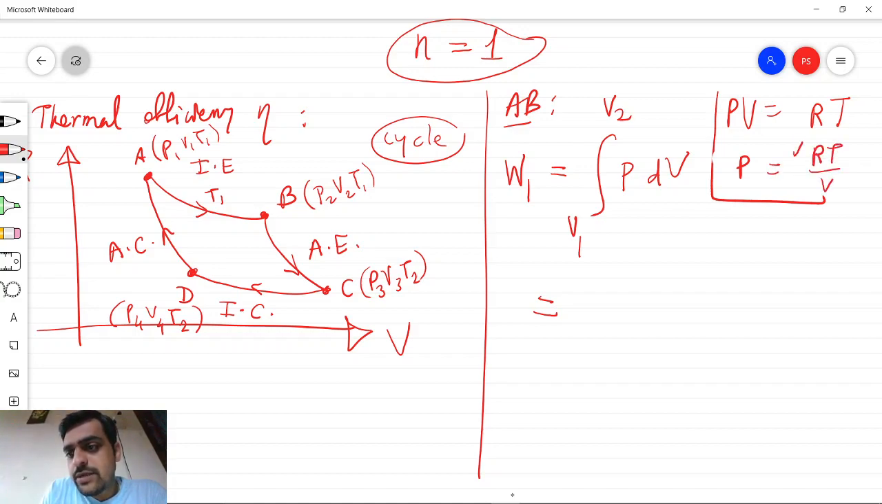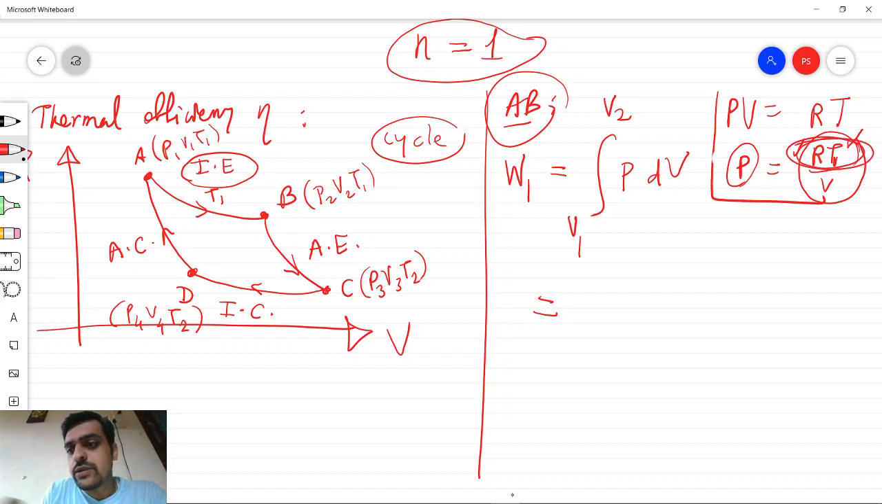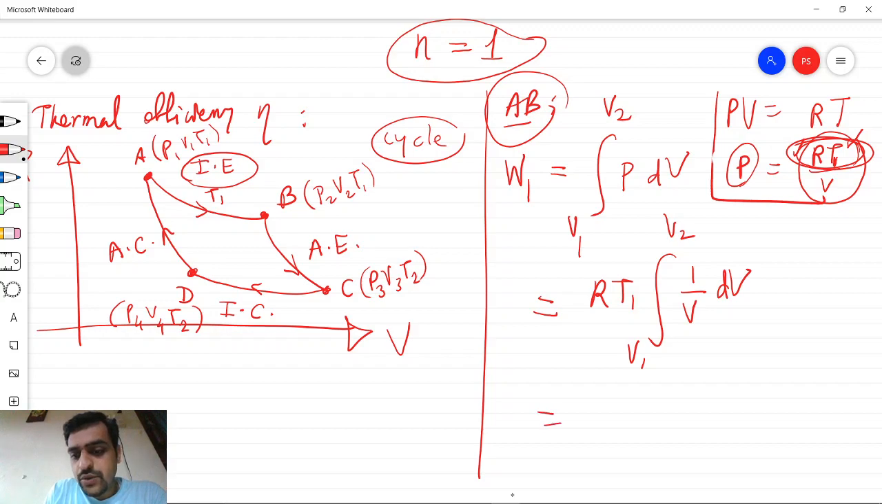Now note that R is a constant. Since this process AB is isothermal, the temperature remains constant at T equal to T1. So instead of P, we can write RT1 by V, and R and T1 being constants can be taken outside the integral, and what remains inside is 1 by V dV from V1 to V2. Now note that the integral of 1 by x dx is log x. So this gives us log of V from V1 to V2.